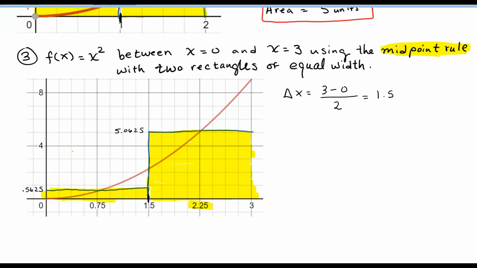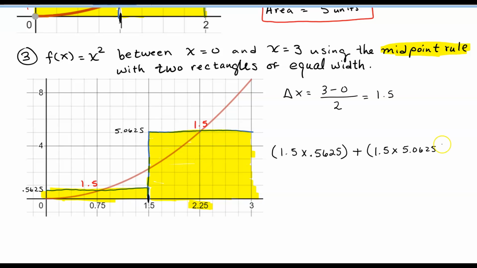So those provide the heights of the rectangles. Now we worry about the width of the rectangle. Each of the widths is actually 1.5 units. So that's what we need to multiply. We're going to take 1.5 and multiply it first by the 0.5625. And then we're going to add the area of the second rectangle, which is again 1.5, but in this case multiplied by 5.0625, which is what you get when you do 2.25 squared.